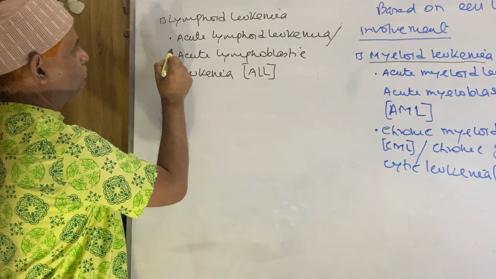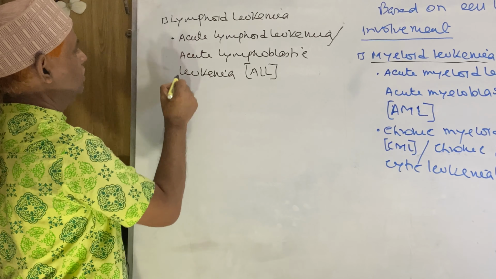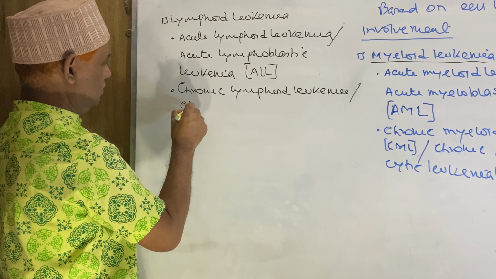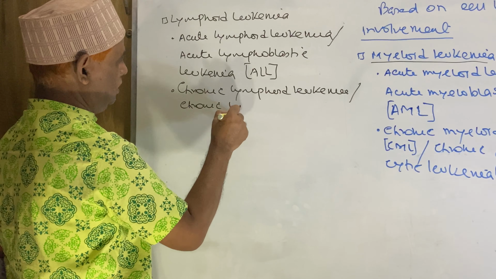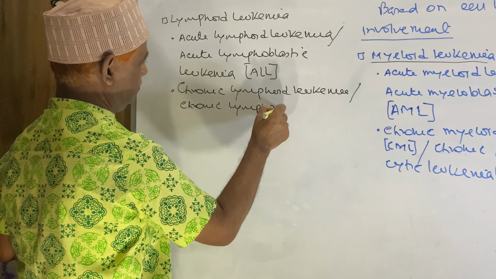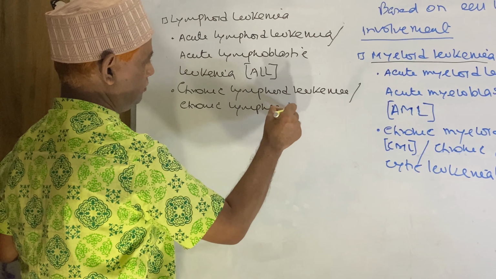Another is chronic lymphoid leukemia or chronic lymphocytic leukemia. So another is chronic lymphoid leukemia or chronic lymphocytic leukemia. It is abbreviated as CLL. So these are the types on the basis of cell lineage involvement.